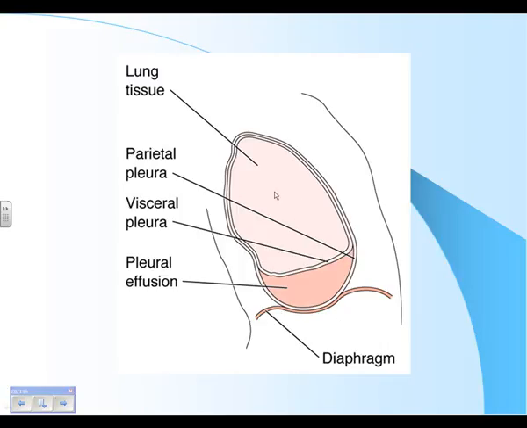This area here is the lung. This area is the lung. It's not writing real well, but... And this area here is the fluid. Okay.